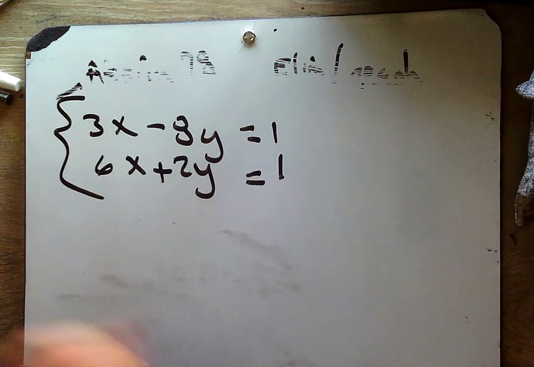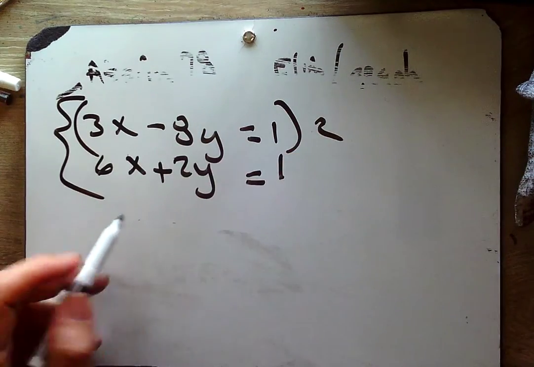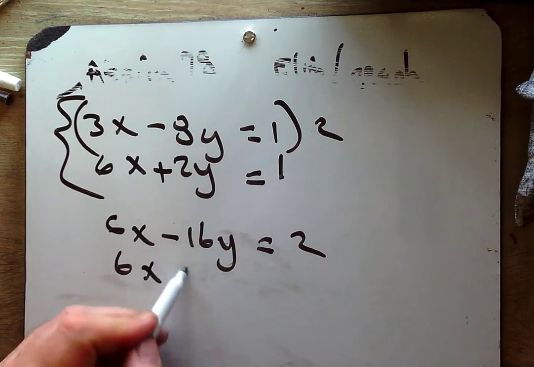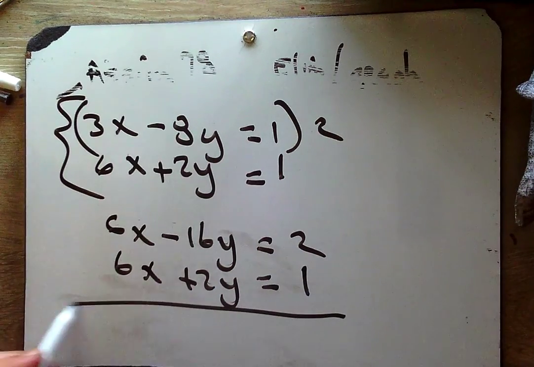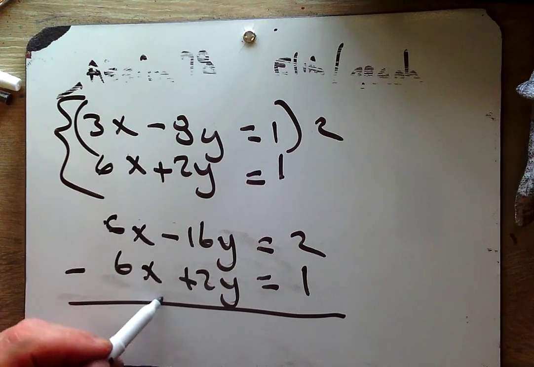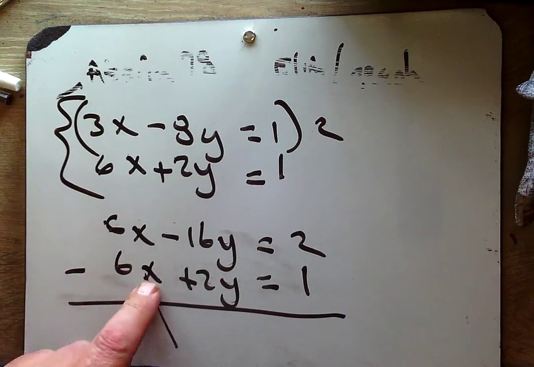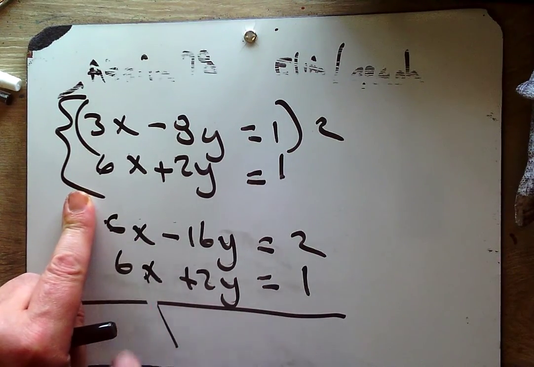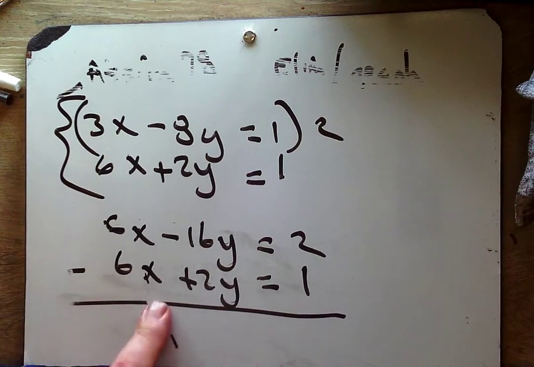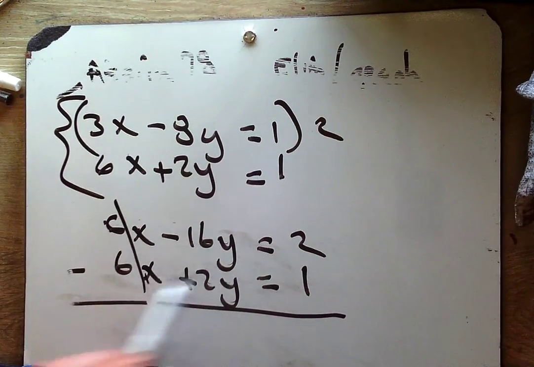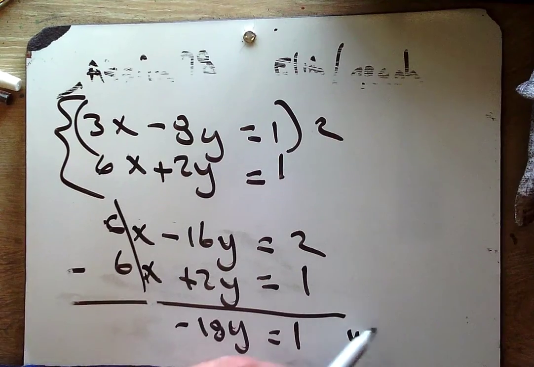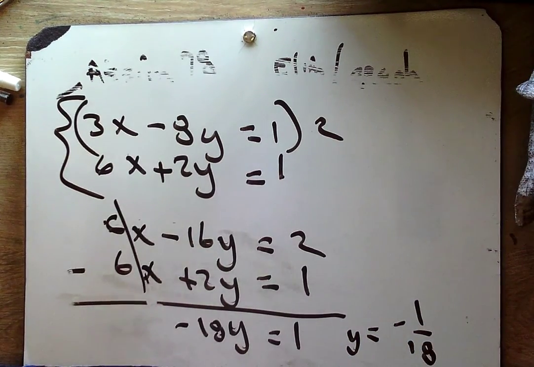Okay, welcome back. I think I'm going to multiply the top row by 2. 6x minus 16y equals 2. 6x plus 2y equals 1. And subtract. 6x minus 6x, cancel. Why subtract and not add? Because these coefficients are the same. If these coefficients were opposites, one positive, one negative, this would be addition. Okay, so those cancel. Minus 16 minus 2 is minus 18y, and 2 minus 1 is 1. And so I get y equals negative 1 over 18.